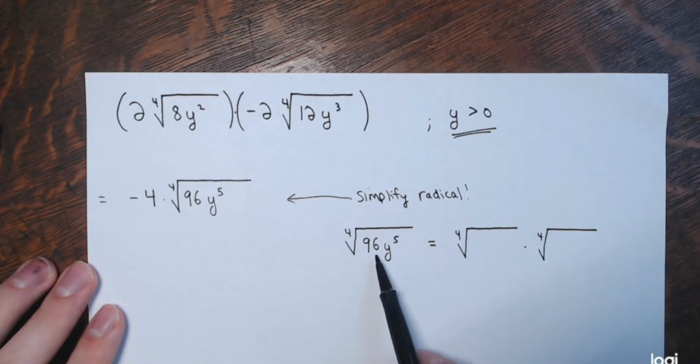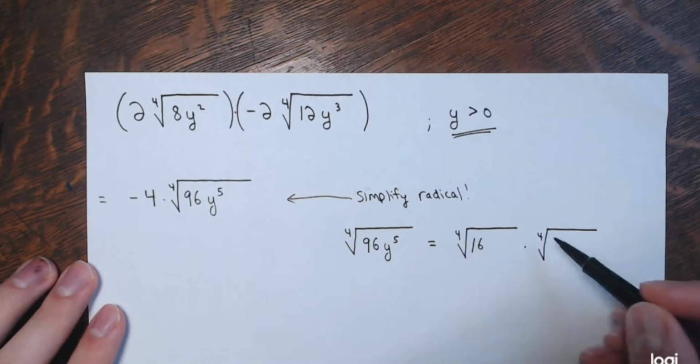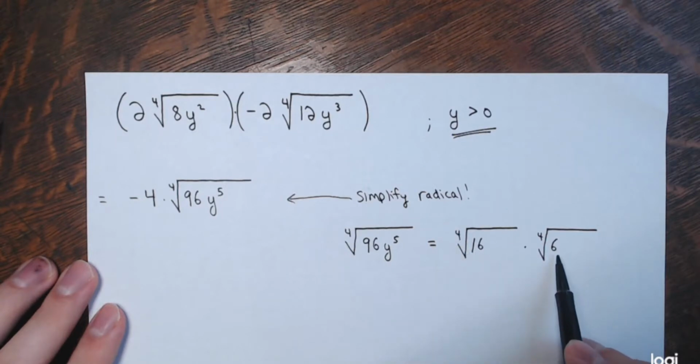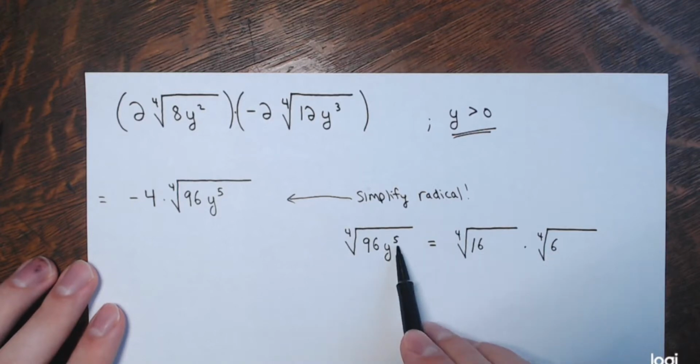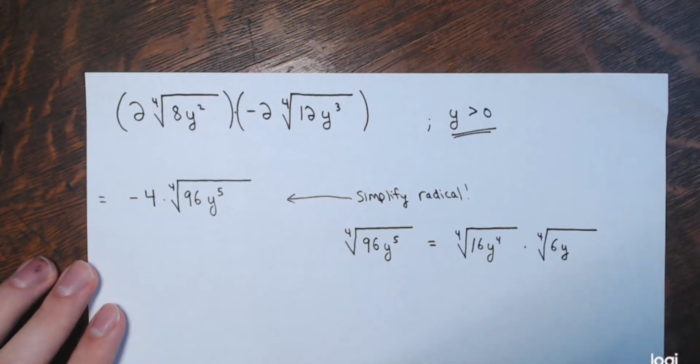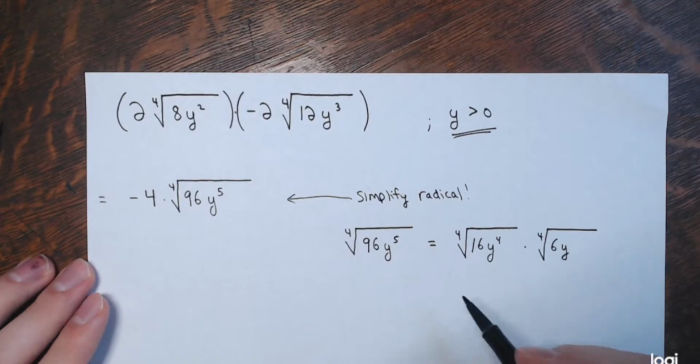But 96 is 16 times 6, and 16 is 2 to the fourth. All right, that's a fourth power. 6 is 2 times 3. Those aren't fourth powers. That's why it's in this other radical. Then y to the fifth, that's not a fourth power, that's not a multiple of 4. But I can break that up to y to the fourth times y to the first. All right. And now I can do this, right?